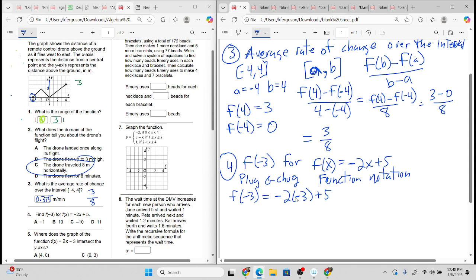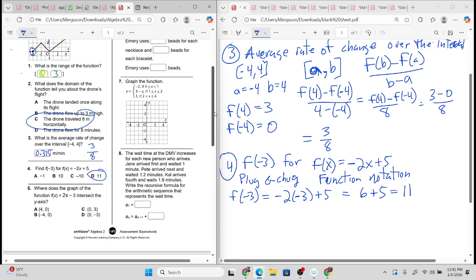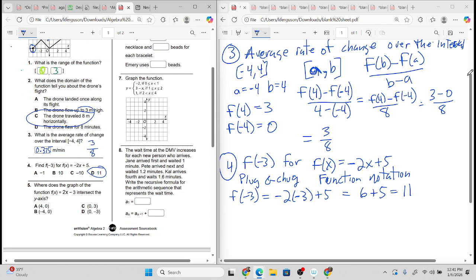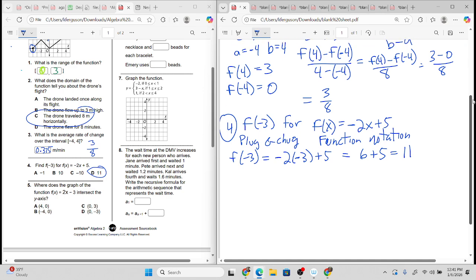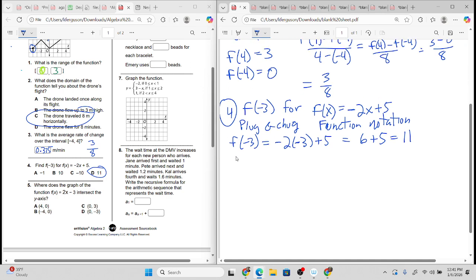Well, a negative times a negative is a positive. So that's going to be +6 plus 5. And 6 plus 5 equals 11. And so 11 is my answer for that one. So anybody got any questions on number 4? Does anybody have any questions on number 4? All right, so then let's look at number 5.